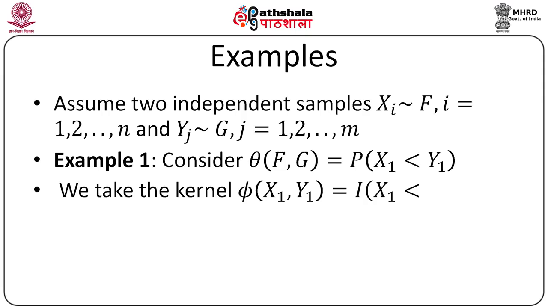Now, we shall explain symmetry and kernels through some examples. For all these examples, assume that n IID observations are available from F and m IID observations are available from G, and these two samples are independent. Now look at example 1, that is estimation of the functional theta equal to probability x1 less than y1. Since probability x1 less than y1 is nothing but the expected value of the indicator function of the event x1 less than y1, we take the kernel as indicator x1 less than y1, then phi is a kernel of degree (1, 1). Of course, the symmetry is immediate.